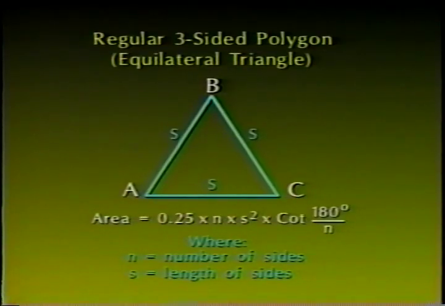The first polygons to be considered are the ones defined as regular, or having all sides and angles equal. As shown in these next graphics, polygons are named for their number of sides. A formula for area computation is also shown in each of the graphics. The first regular polygon to be considered is the equilateral triangle, all 3 sides the same length. Its area is easily computed by the formula: area equals 0.25 times n, number of sides, times side squared, times cotangent of 180 divided by n. Also shown is the symbology for the formula, where we let n stand for the number of sides and s for the length of the sides, which are identical in this case.